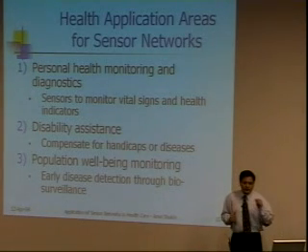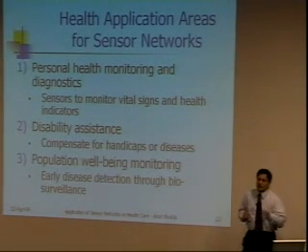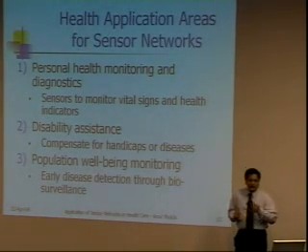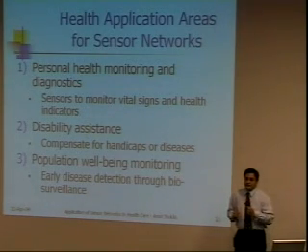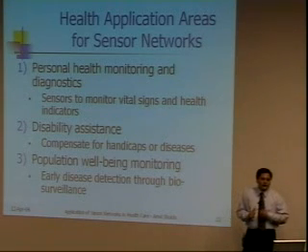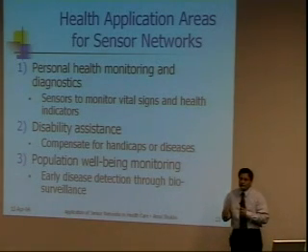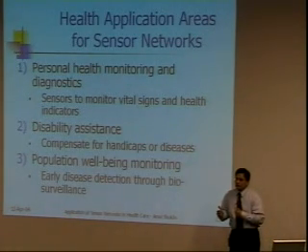I'm going to talk about 3 main health application areas. And my primary focus is going to be on personal health monitoring and diagnostics, where sensor networks are used to monitor vital signs and health indicators. But we can also use sensor networks for disability assistance to compensate for certain handicaps, or we can use sensor networks in biosurveillance for population well-being monitoring.